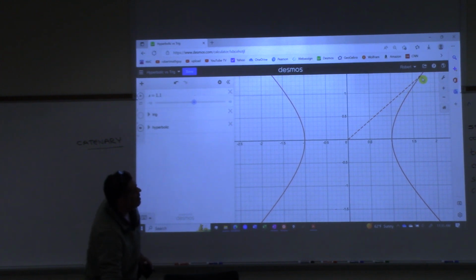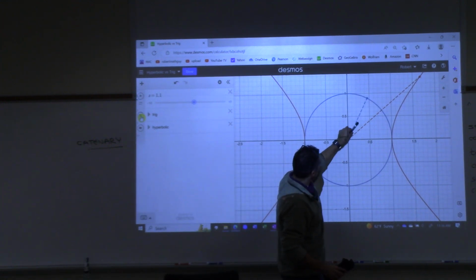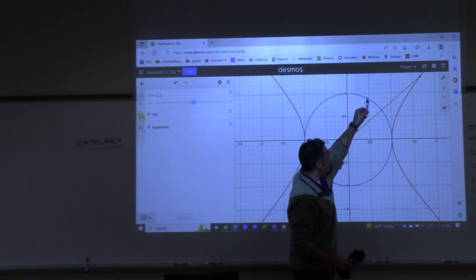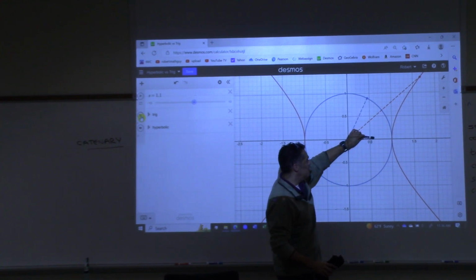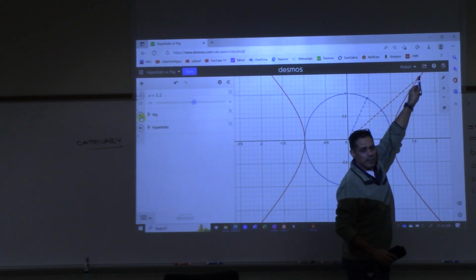No, hyperbolic sine is this y value. Hyperbolic cosine is the x value to get to that point. Go back to the circle. If you have an angle, cosine is the x-coordinate, sine is the y-coordinate. Now look at the red angle. Cosine hyperbolic is the x-coordinate, sine hyperbolic is the y-coordinate.